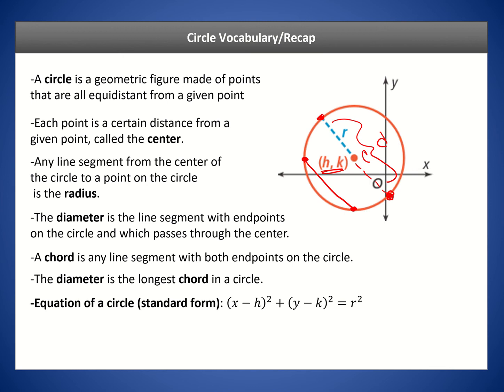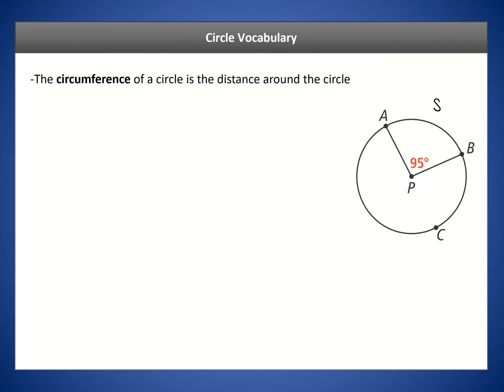And we discussed the equation of a circle, which was the standard form: (x minus h) squared plus (y minus k) squared equals r squared. All right, so let's go ahead and define the new terms for the unit.